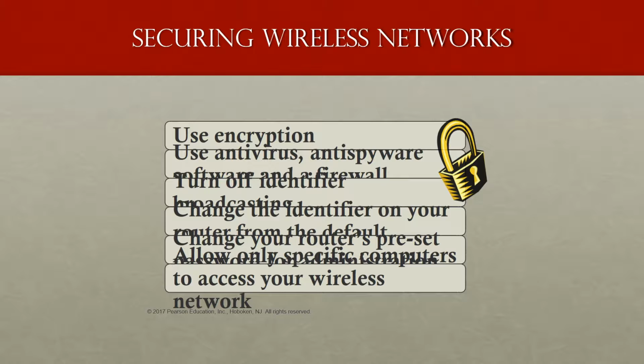5. Change your router's preset password for administration. This is another prudent step. 6. Allow only specific computers to access your wireless network. A router can be configured to only communicate with approved MAC addresses. Of course, MAC addresses can be spoofed, so this is just one more element of a security strategy.